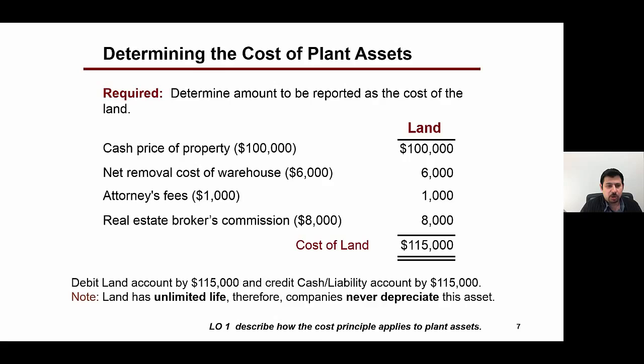If part of the amount was paid in cash and the rest in liability, the company will be crediting cash and liabilities instead. Here, the company will not depreciate the cost of land because the land has an indefinite or unlimited lifetime.